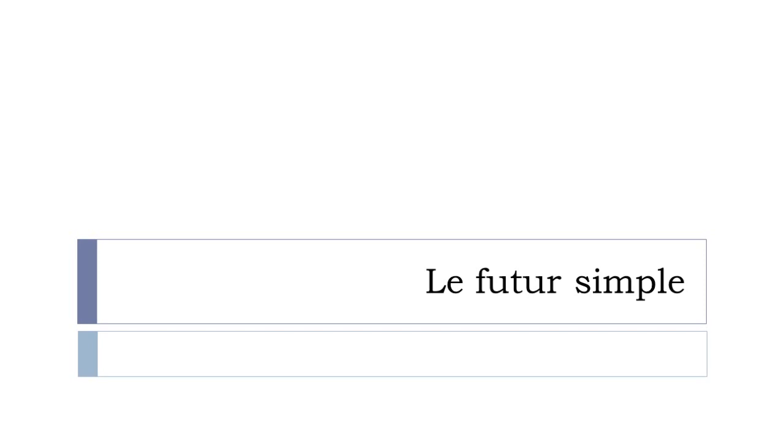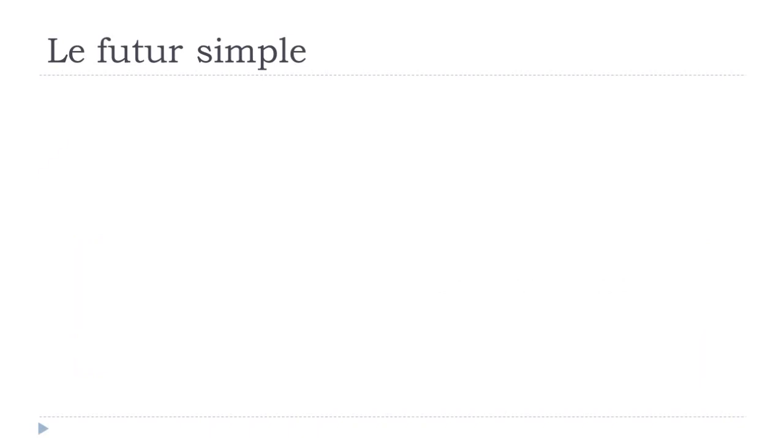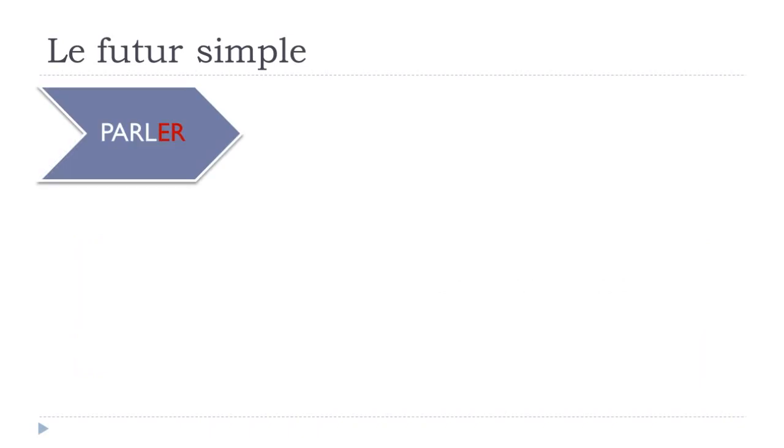Futur simple. So basically it's the future tense. When you want to express something that you will do, let's see how we make it in French. We'll see the difference between the three groups of verbs that we've got in French.